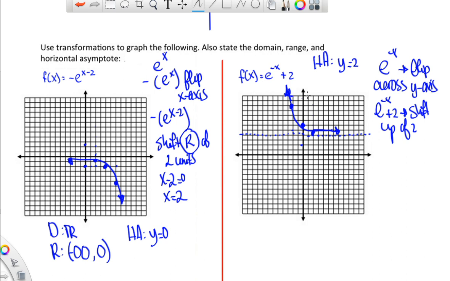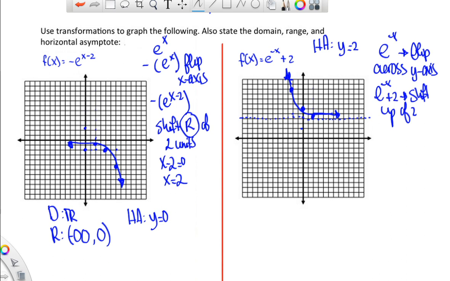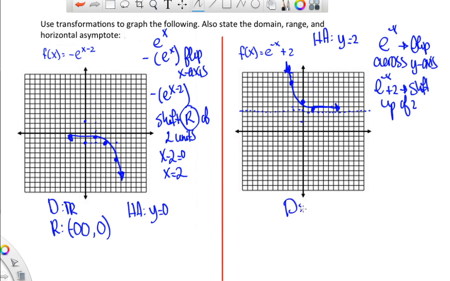I'm having trouble with the asymptotes. So the domain, the range. The domain is all real numbers. The range is from 2 up to infinity, and the horizontal asymptote I did up there. I can repeat it, y equals 2.